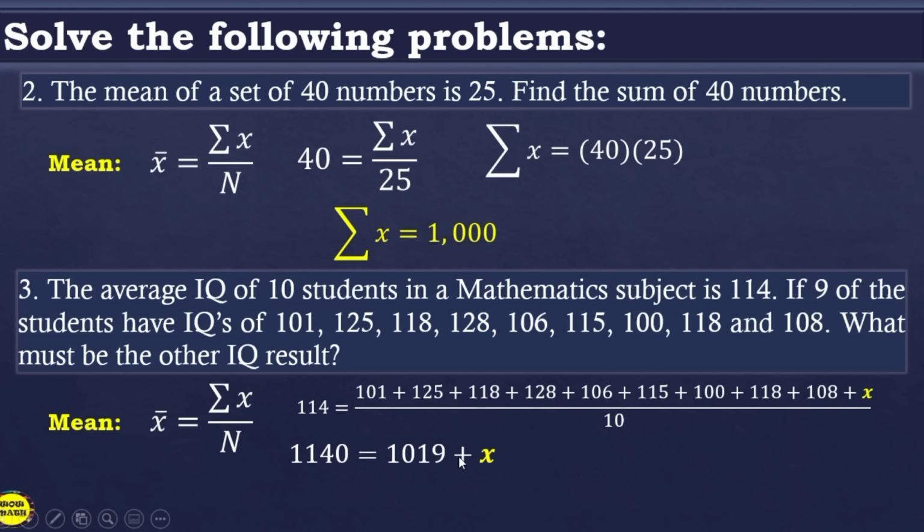So ang gagawin natin, solve for X. So X is equal to, so lipat natin yung 1,019 dito. Okay, 1,140 minus 1,019, X is equal to 121. So, ibig sabihin, class, yung isang IQ result is 121. Okay, so kapag chinek natin yan, dapat kapag inad nyo to, kasama yung 121 divide by 10, the answer is 114. Okay, so that is how to compute the mean, median, and mode of ungrouped data.